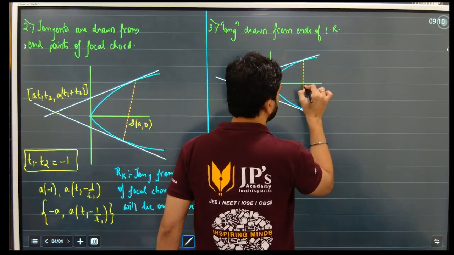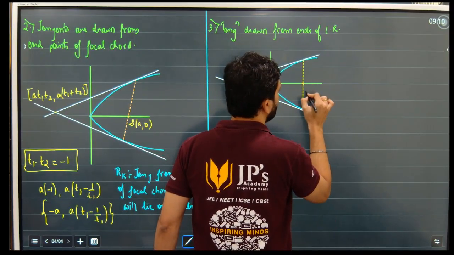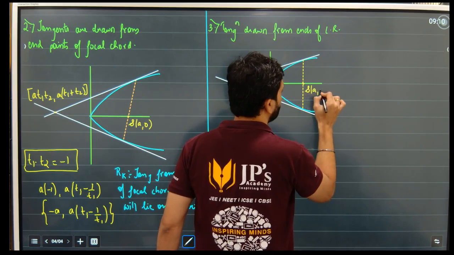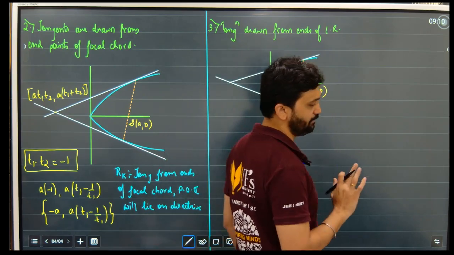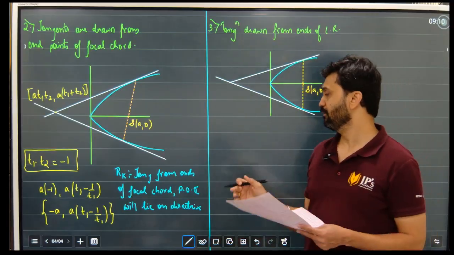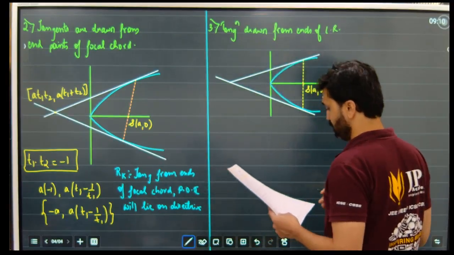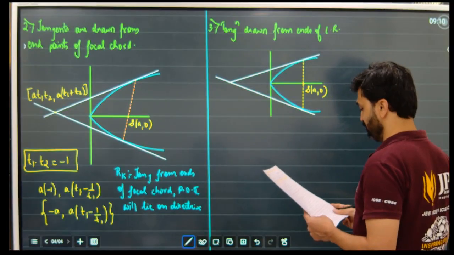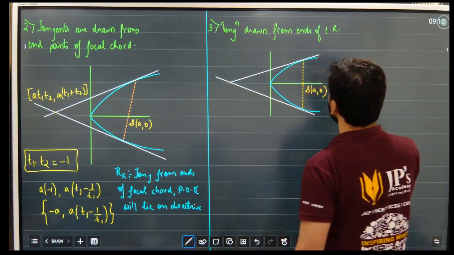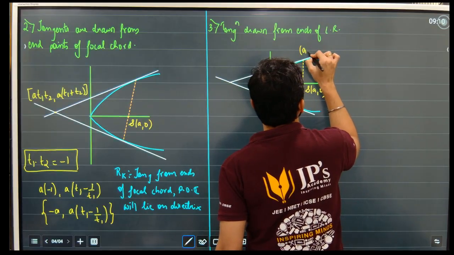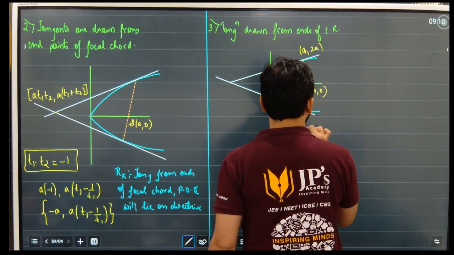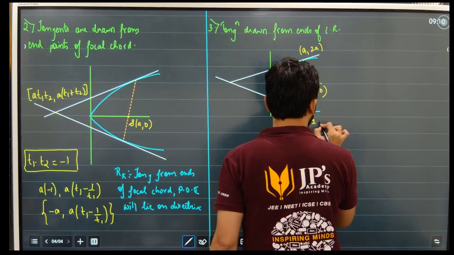Imagine this is the latus rectum. Obviously the latus rectum also passes through the focus, but it is the latus rectum. We know that for a parabola, the length of the latus rectum is 4a. Now I know the formula for its ends also. It is a comma 2a and this is a comma minus 2a.